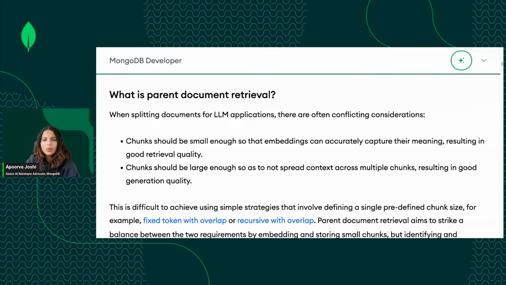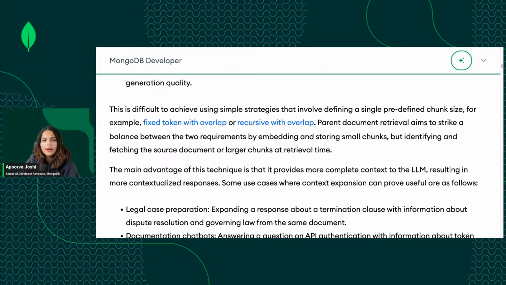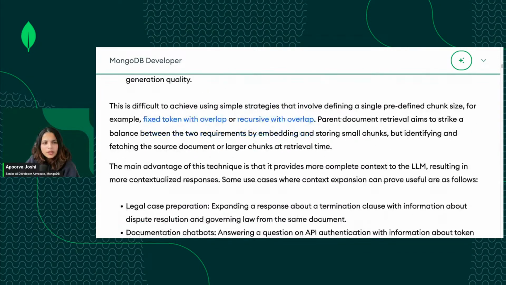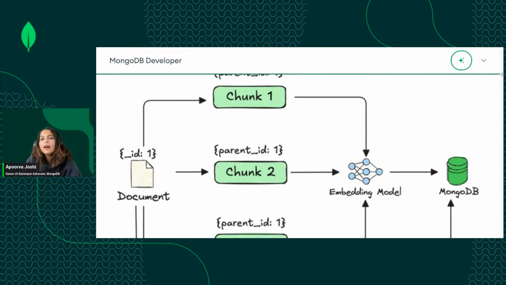So in this technique, what you do is you store and embed chunks. So what you do is at storage time, you store and embed small chunks, but at retrieval time, you fetch the source document or larger chunks. And this results in this effect of context expansion at generation time.